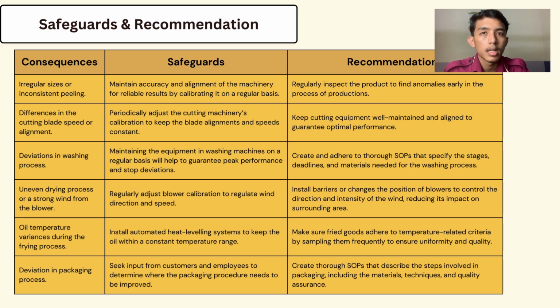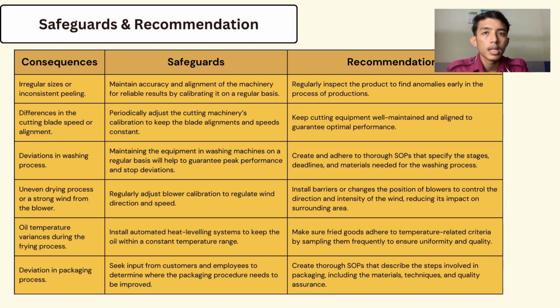Next, uneven drying process or a strong wind from the blower. The safeguard for the deviation is to regularly adjust blower calibration to regulate wind direction and speed. For the recommendation, install barriers or change the position of blowers to control the direction and intensity of the wind, reducing its impact on the surrounding area.